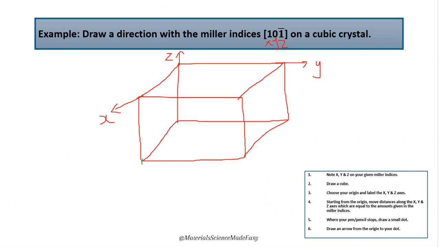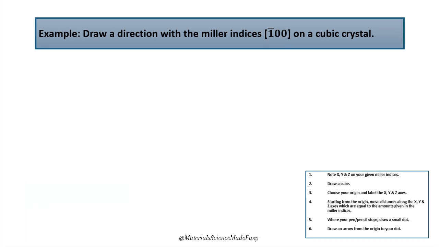So let us draw our dot here, and then from our origin we draw an arrow to our dot. Arrow from origin to our dot, and there we have it. That's our direction. Got it? I hope you got it right. It's starting to make sense, eh? Stuff is easy. Let's move on to the next example.